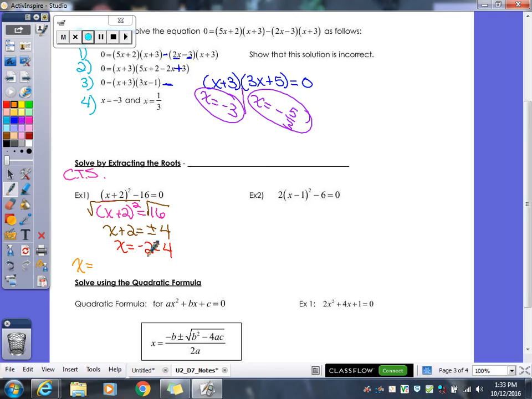So what is negative 2 plus 4? 2. And then negative 2 minus 4? Negative 6. So there's our 2 answers. So as I said, that just goes a lot faster than multiplying everything out.